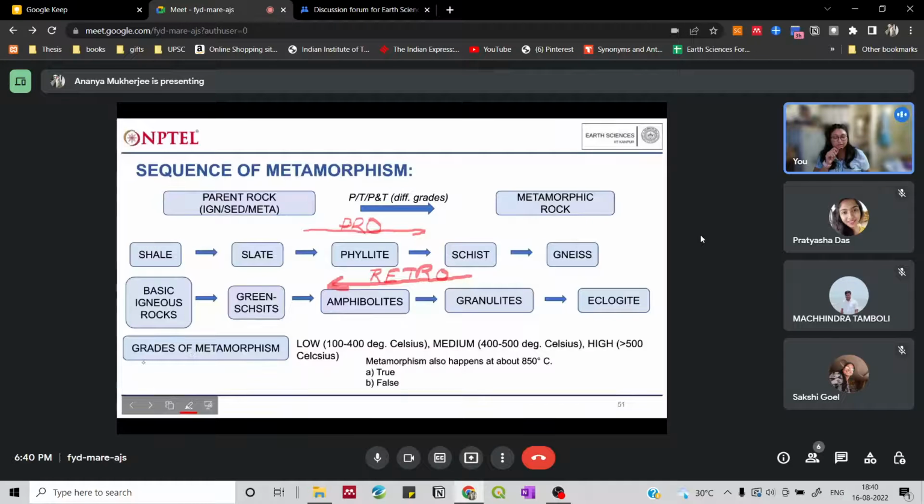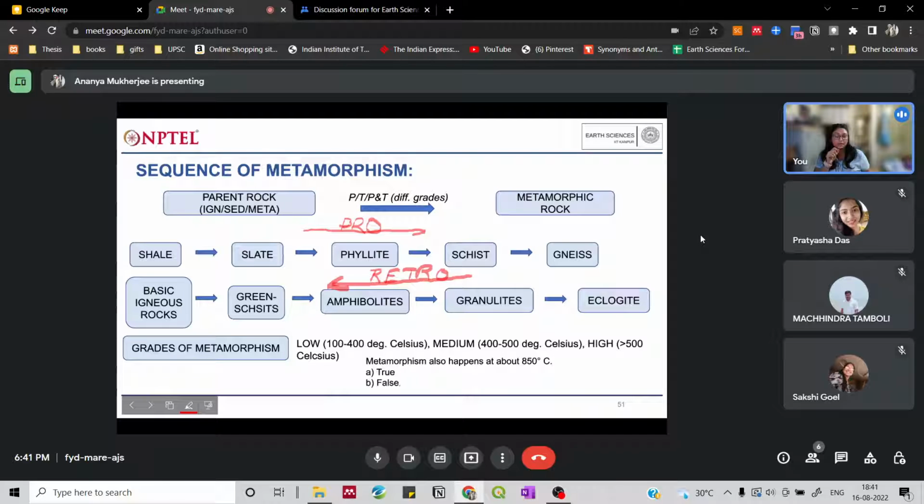So we have grades of metamorphism: low grade, medium grade and high grade. These depend on the temperature of the conditions where these rocks are formed. Over here we see that high grade metamorphic rocks are formed above 500 degrees Celsius. Then, can metamorphism also occur at around 850 degrees Celsius?